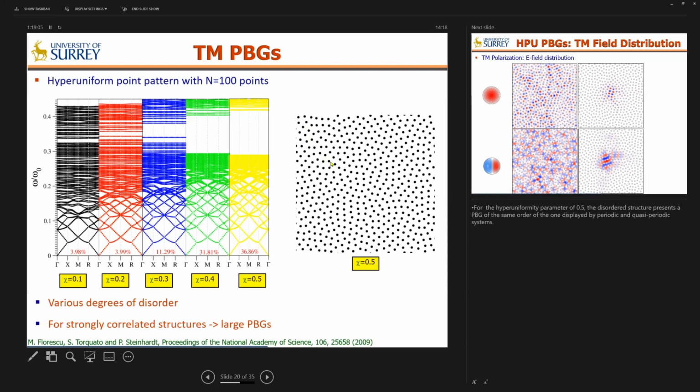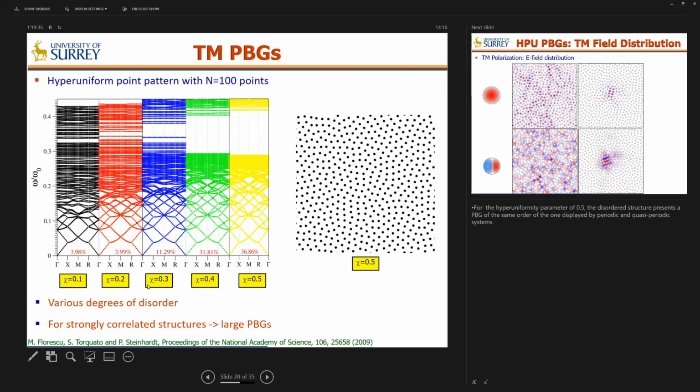The distribution of points in space presented here is associated with what we call hyperuniform point distributions. These are disordered distributions of points which can be made as uniform as we like. And we have this parameter, chi, which tells us how disordered the structure is. And I present here the band structure as a function of this hyperuniformity order parameter.